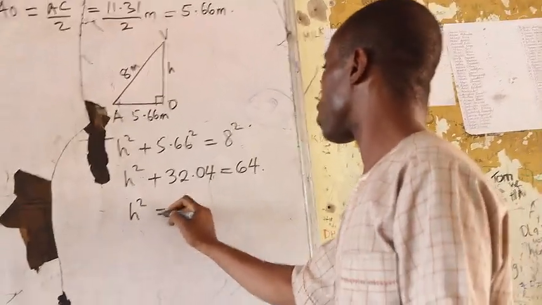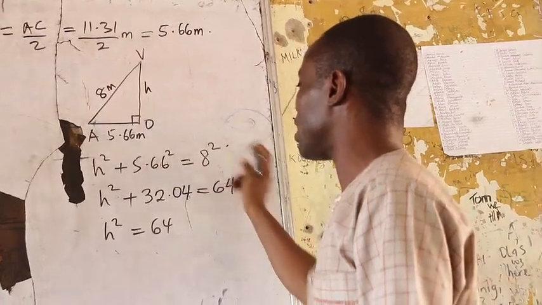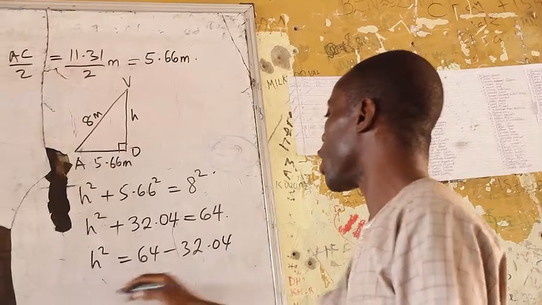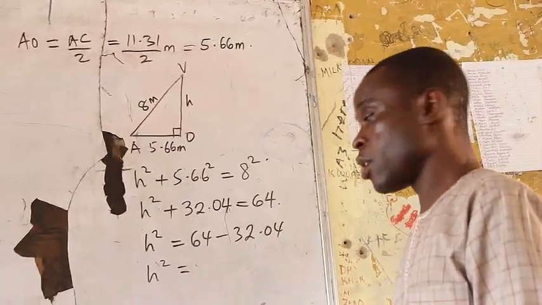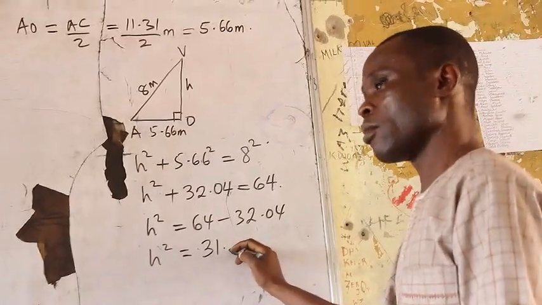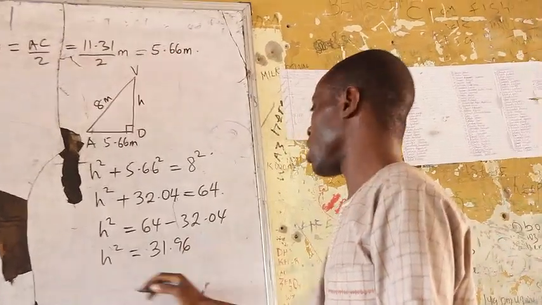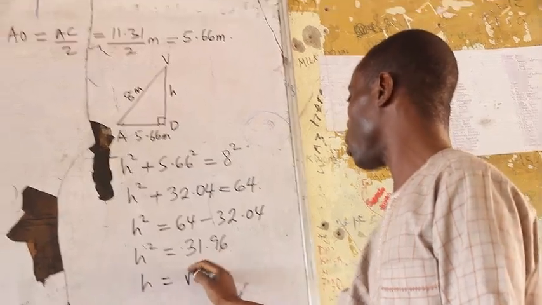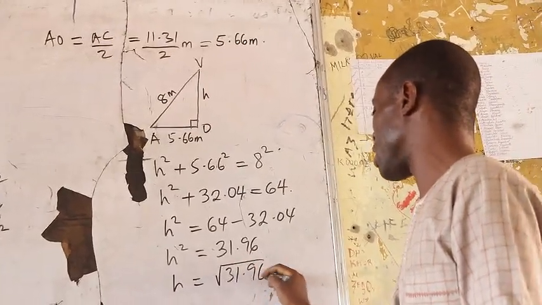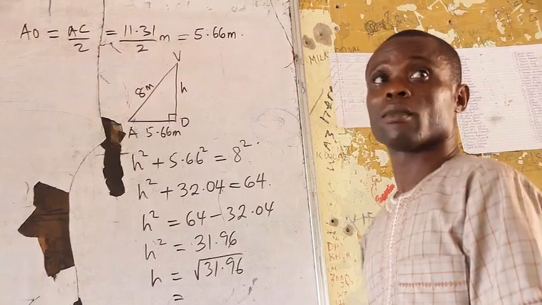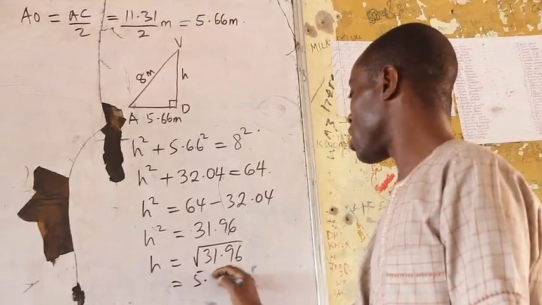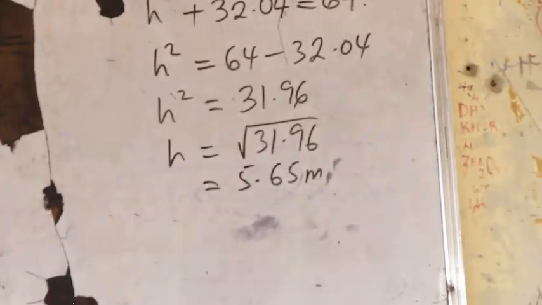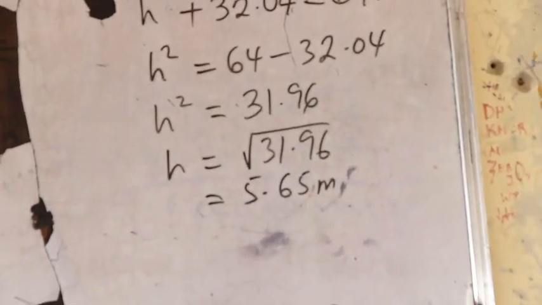Then you can subtract, because by the time you take this 32.04 to this side, that is minus 32.04. Then what do we have? 31.96. Then what is the next thing to do? You take the square root of both sides. The square root of 31.96 is 5.65 meter. Please approximate your answer to 2 decimal places. So 5.6 meter is the perpendicular height.